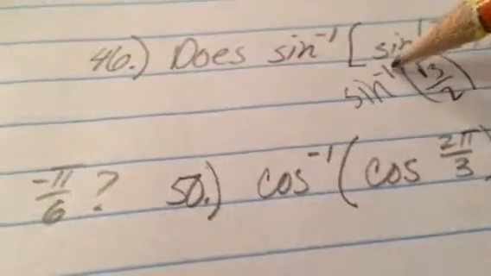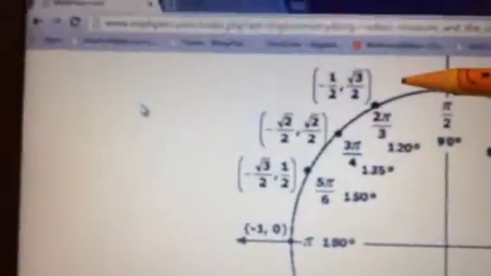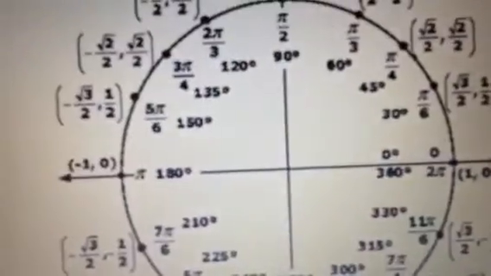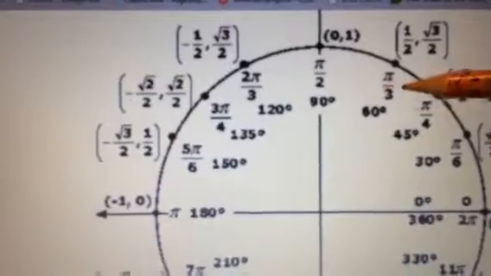In other words, what angle has y value root 3 over 2? And I can't go over here to this quadrant to answer an inverse sine problem. I have to take it from over here. So where's the y value root 3 over 2? It's at pi over 3. So the answer to this is pi over 3, not 2 pi over 3. So I guess the answer to this is no. Pi over 3 is in the correct quadrant for inverse sine.